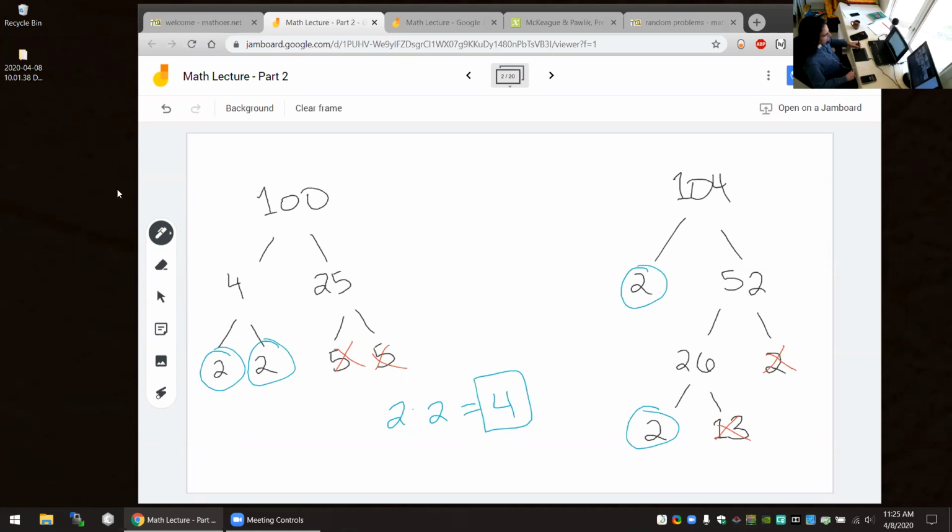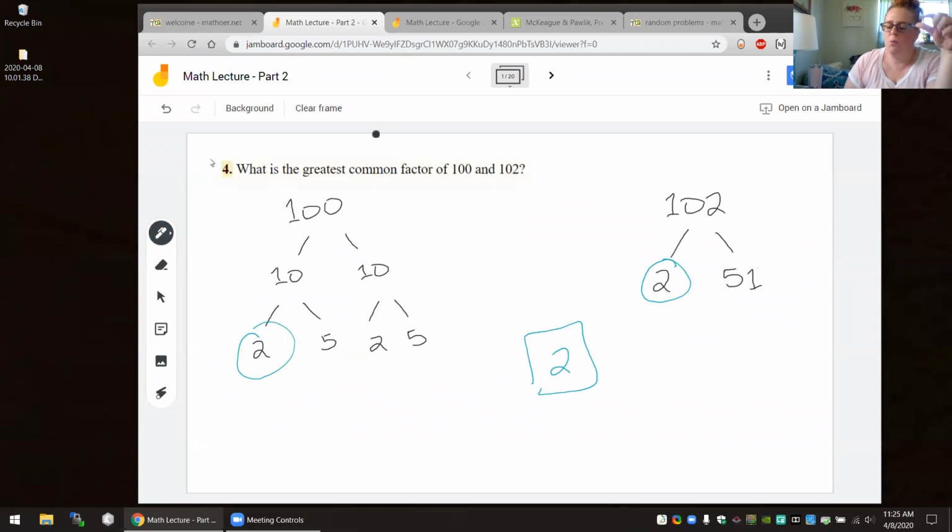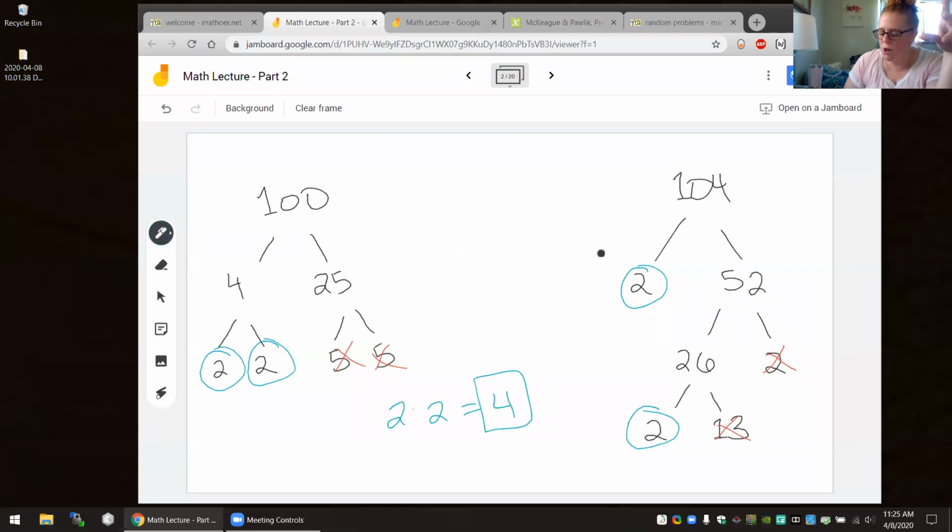Okay, questions on any of those? Any slide you want me to go back and see? So on the first problem, when it was 100 and 102, the answer was 2, and we didn't multiply anything. But on the second problem, where it was 100 and 104, you multiply 2 times 2. Is that because there's a 2 on both sides?